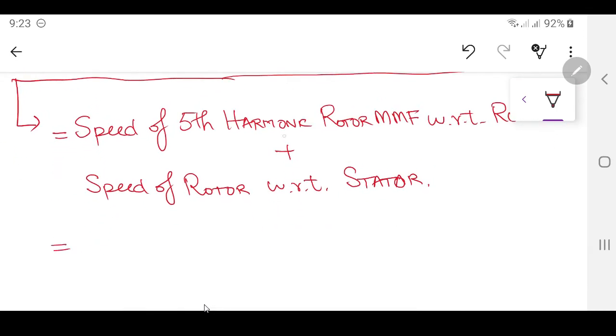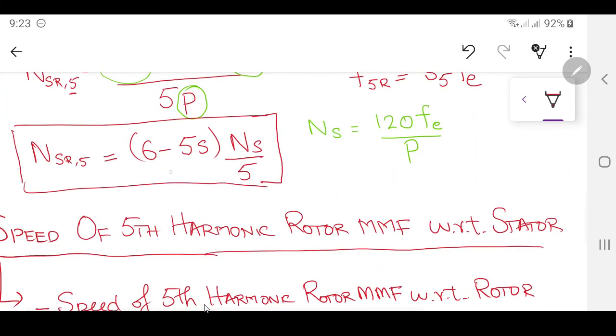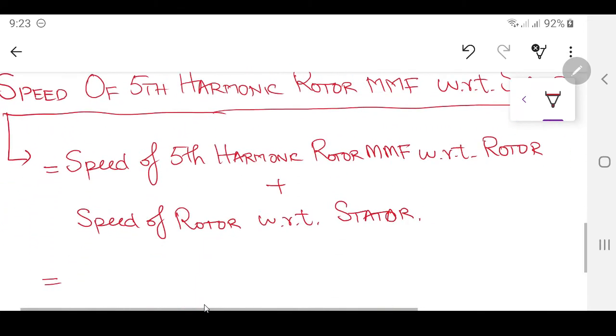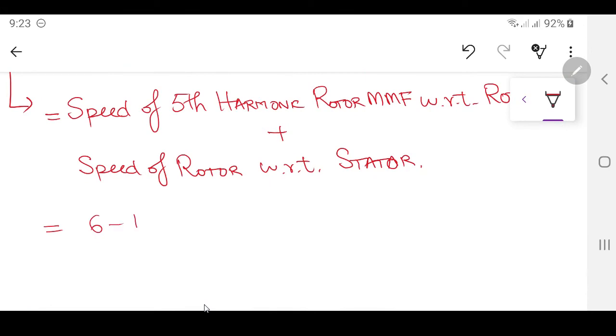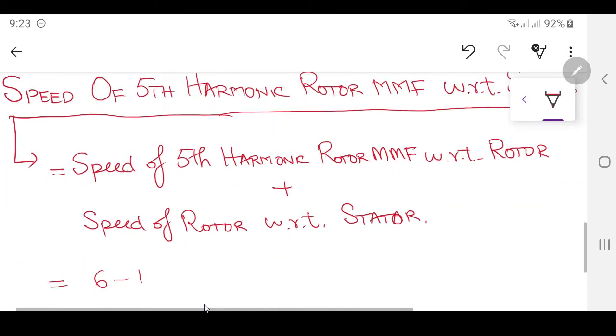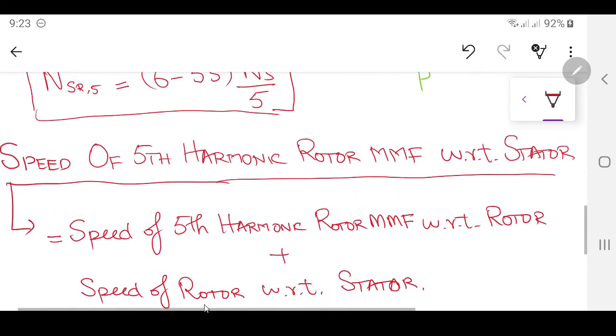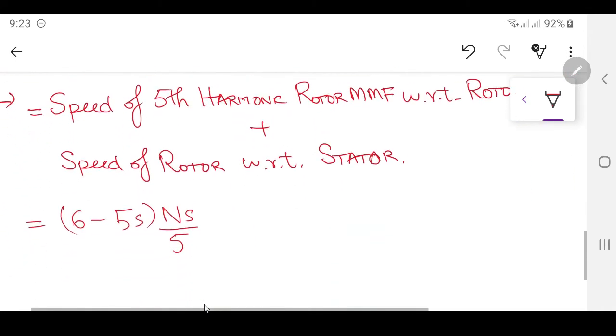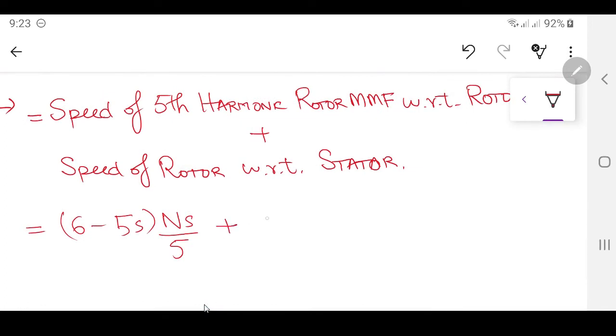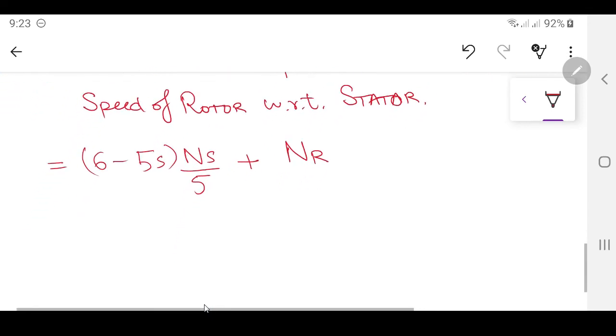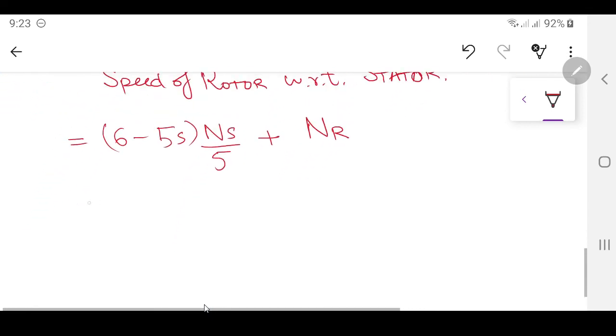So what is the first term? First term is the same thing which you just found out. This is (6 minus 5s) Ns divided by 5. So this is the first term over here. And then what is the speed of the rotor with respect to stator? This is Nr. So this is just to add it over there. Now, when I want to add this one, so this would be equal to, I will add this one.